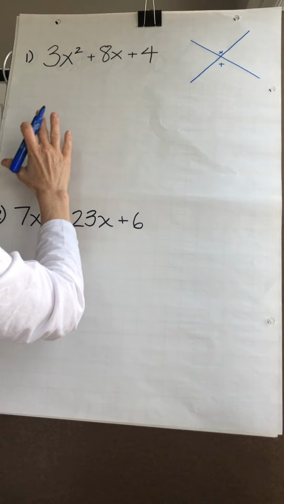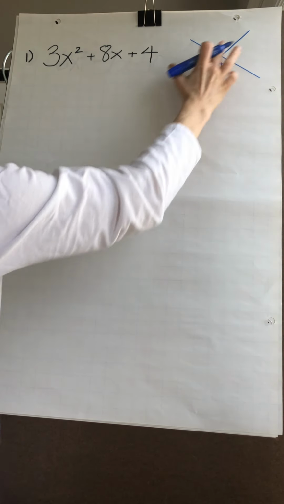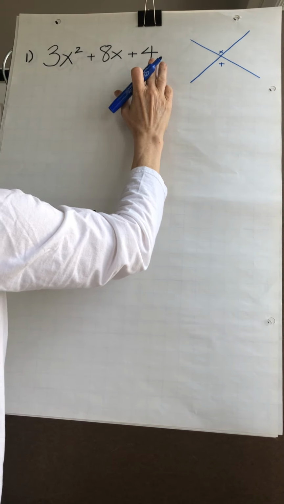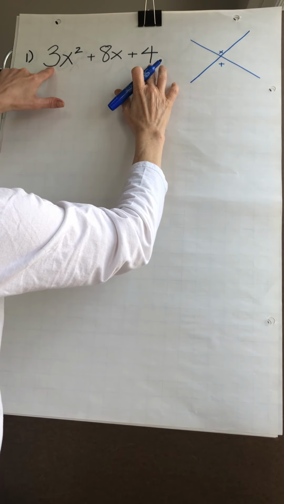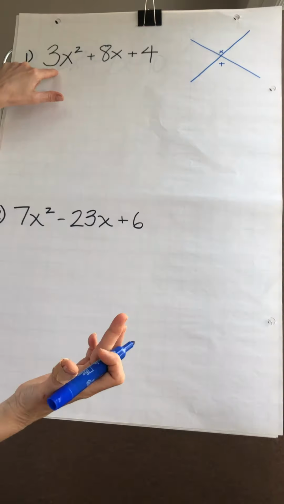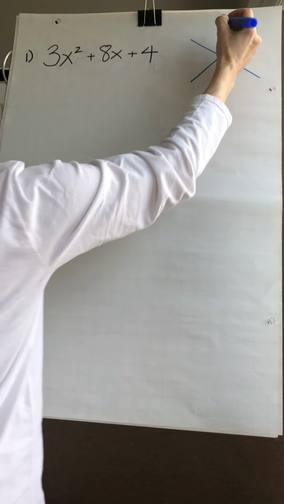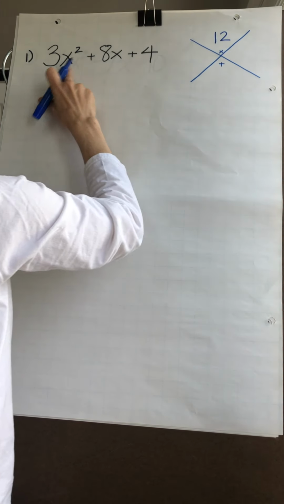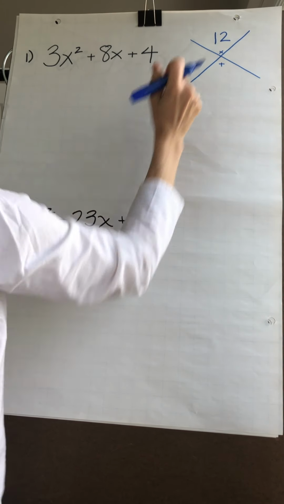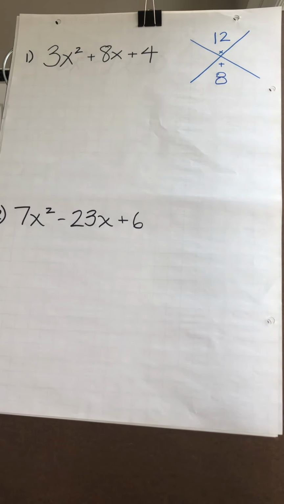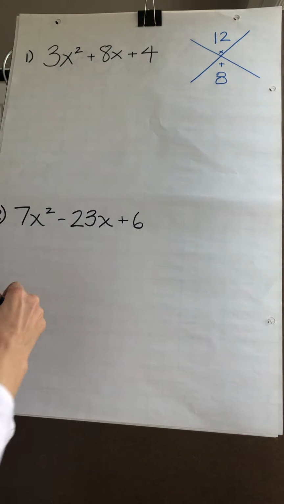And here's the thing. The number that we have to multiply to is now not just the last number. It is the last number times the first number. The first number used to be 1, so 1 times this number was always just the last number. Now, 3 times 4 is 12. We need to multiply to 12, and we still need to add to the middle number. So you need to think of 2 numbers that add to 8 and multiply to 12.